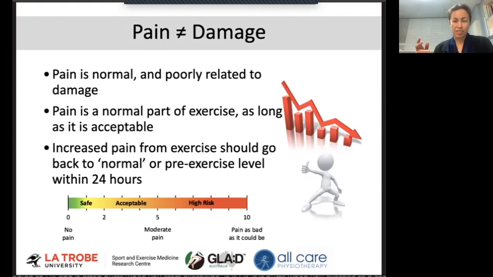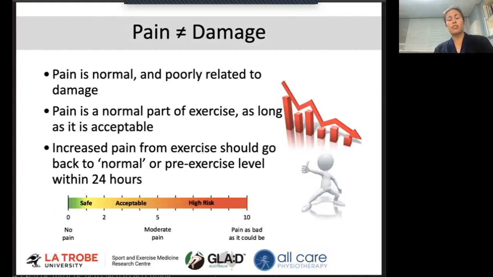But we need to try and monitor this carefully. In GLAD, we use this scale here, 0 to 10, and we accept about a 5 whilst you're exercising. So we have to remember that pain during exercise must be perceived as acceptable because humans are hardwired to treat pain as a warning signal. But you shouldn't let it prevent you from exercising.